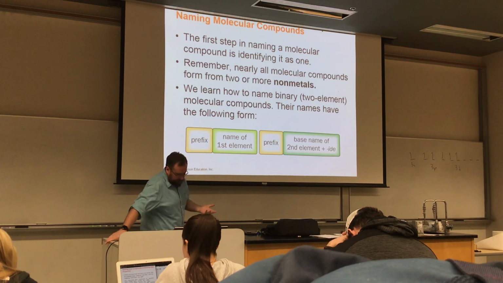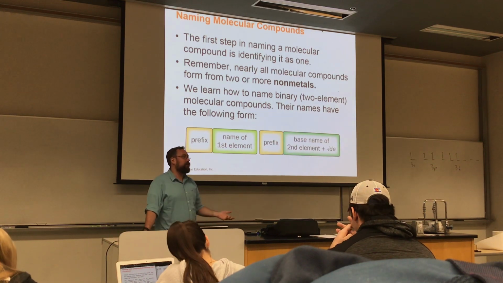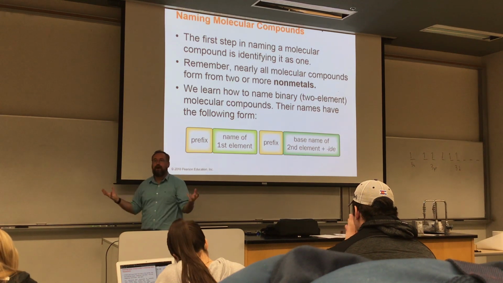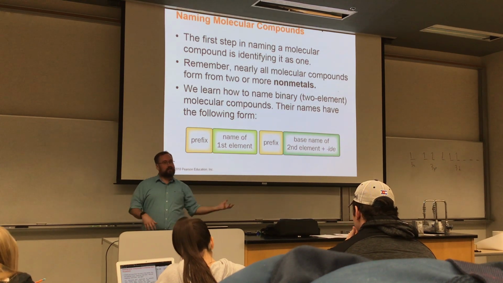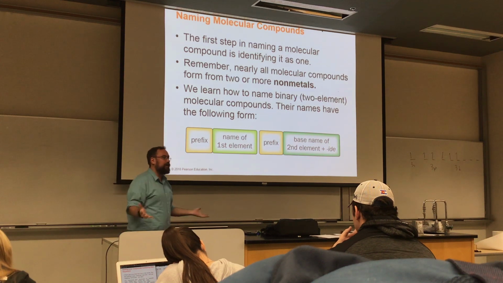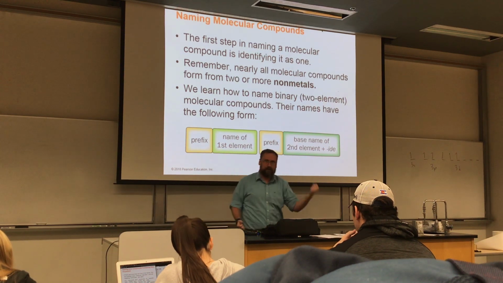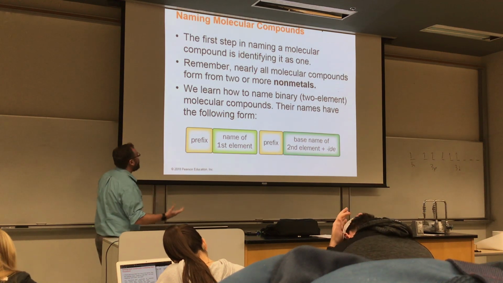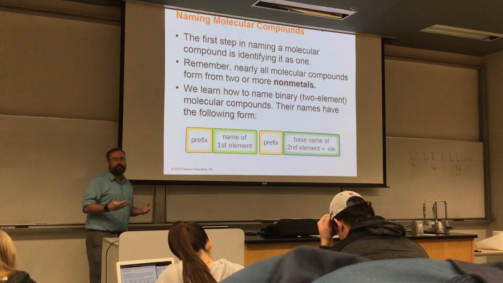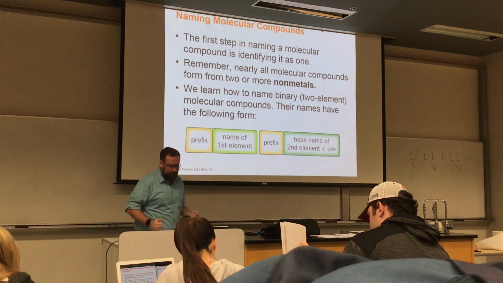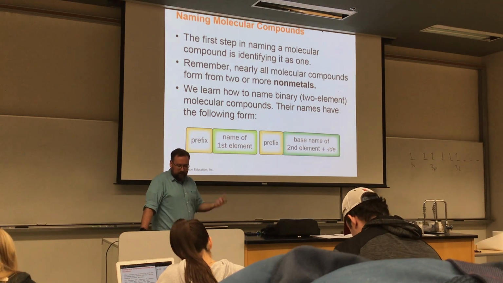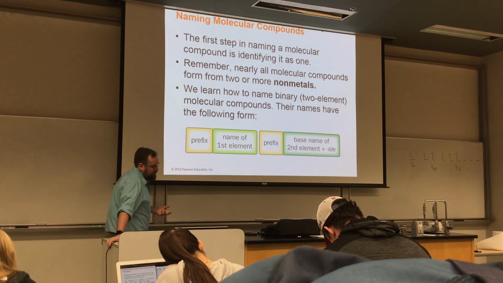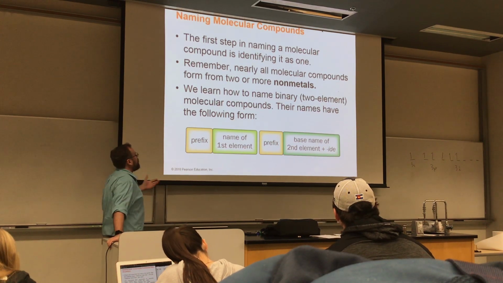The first step in naming a molecular compound, and in all of our naming, is identifying what family of compounds it belongs in. Just like naming ionic compounds, where we need to recognize that it's a metal and a non-metal, for molecular compounds we need to recognize that it's two or more non-metals. And we can learn how to name binary, two-element molecular compounds. We just use this form.